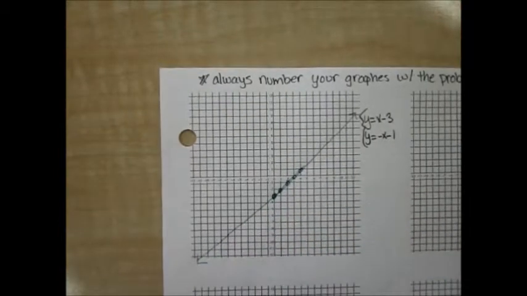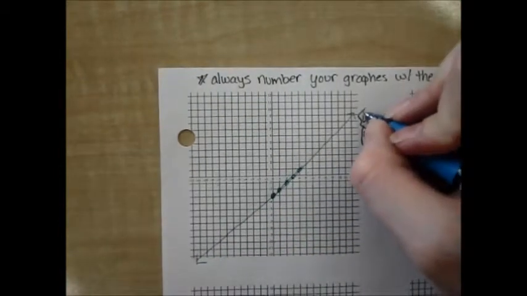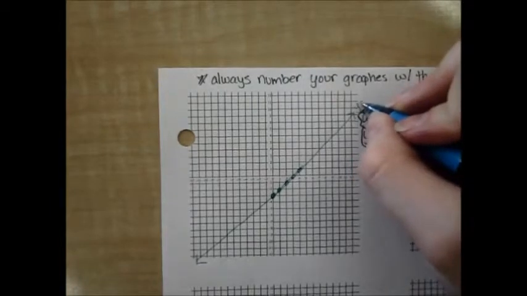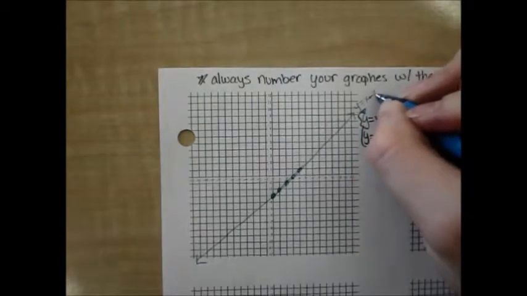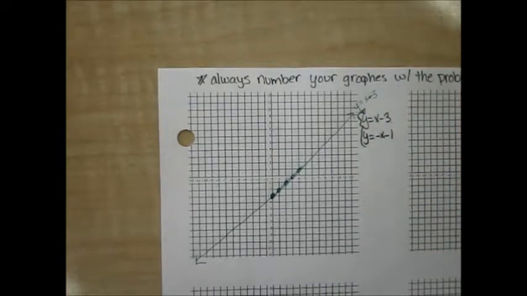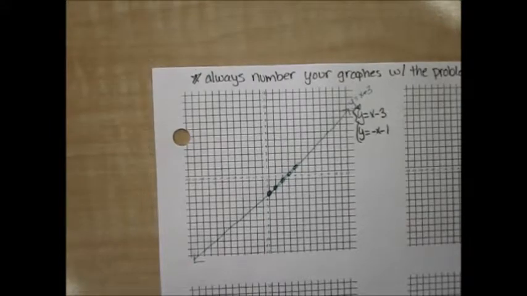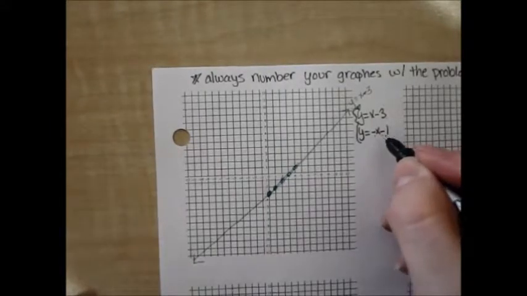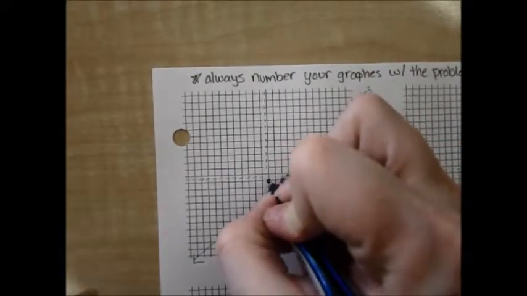There's my first line. So that's this one right here. That's the y equals x minus 3. And then my second one is going to be, we're going to do that in a different color so we can see it, negative x minus 1. So I'm going to put a dot at negative 1.